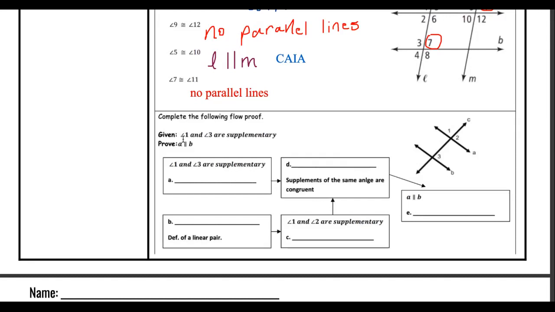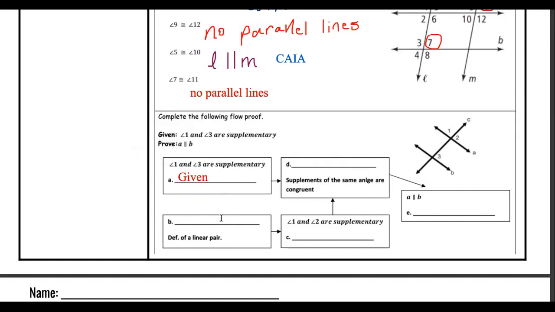So we have angle 1 and angle 3 are supplementary. And that's the very first line here. Angle 1 and angle 3 are supplementary. The second line in your box is your reason. The first line in your box is your statement. So they gave us a statement, and we know the first reason is always given. Okay. All right. And then from there, we want to go down to B.